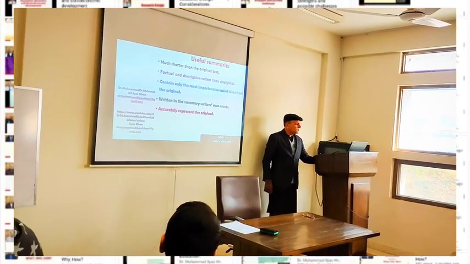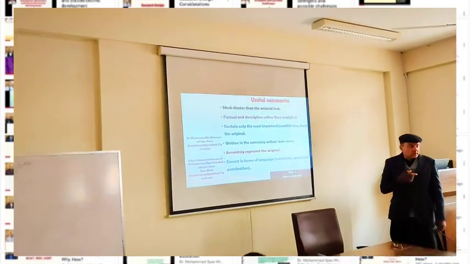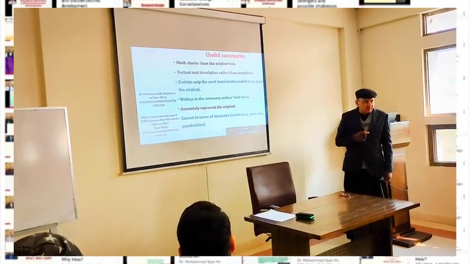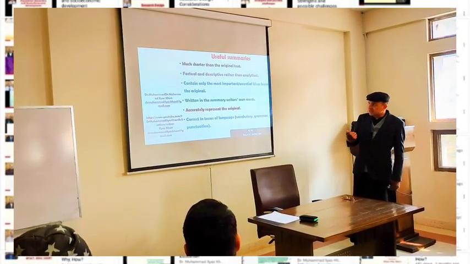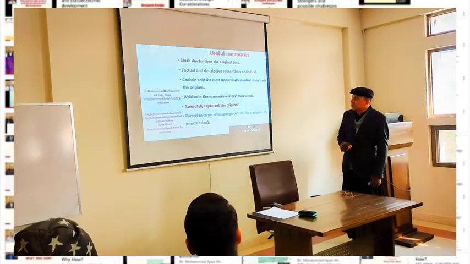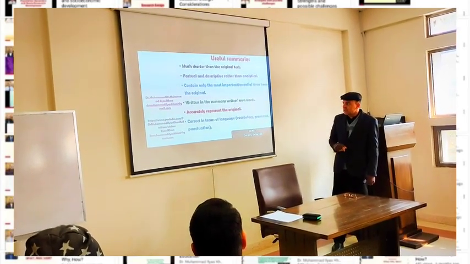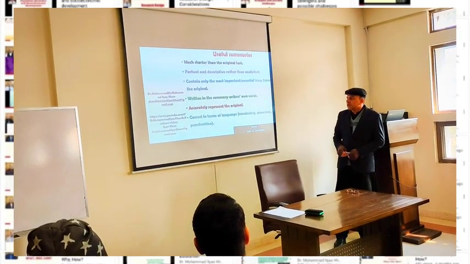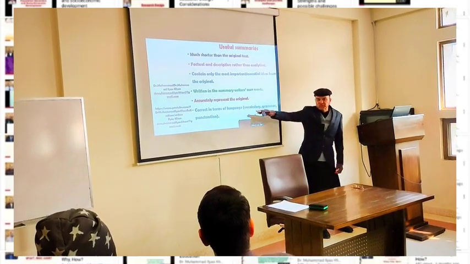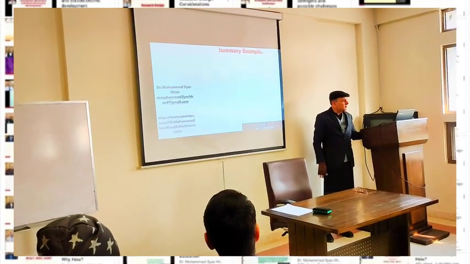Now, what are useful summaries? Useful summaries are much shorter than the original text. One, factual and descriptive rather than analytical. Generally, they are factual and descriptive. Next, they contain only the most important essential ideas from the original. Next, they are written in the summary writer's own words. Next, they accurately represent the original and are correct in terms of language, vocabulary, punctuation. This is something that a lot of students have a lot of problems in, because of the problems in language.